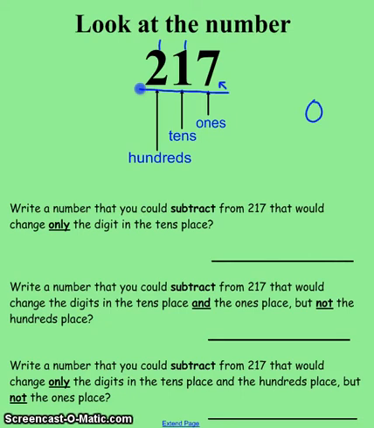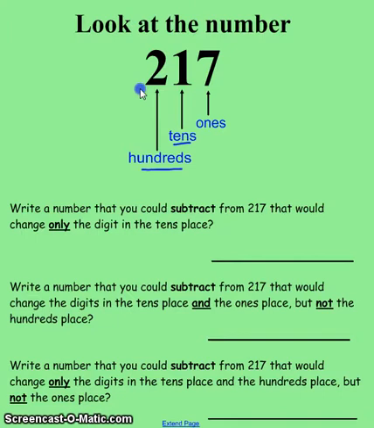So, for example, in looking at this number 217, you could add 120 to this number if you want to keep the ones the same and change the digits in the hundreds and tens place. And this is true for adding or subtracting from any number. Basically, you need to have a 0 in that place value if the number is to remain constant.